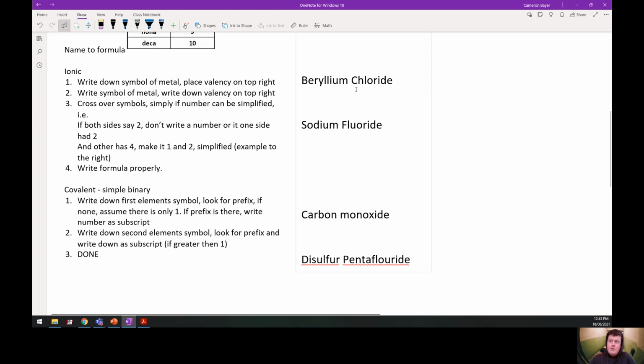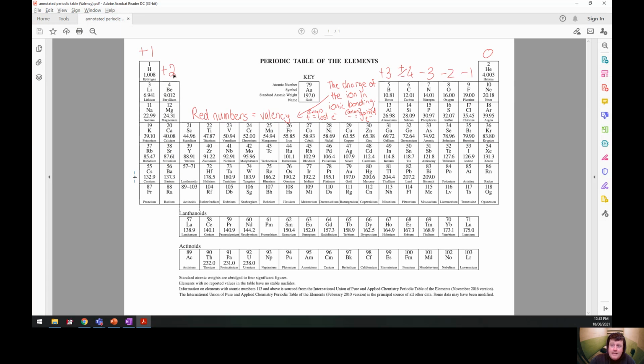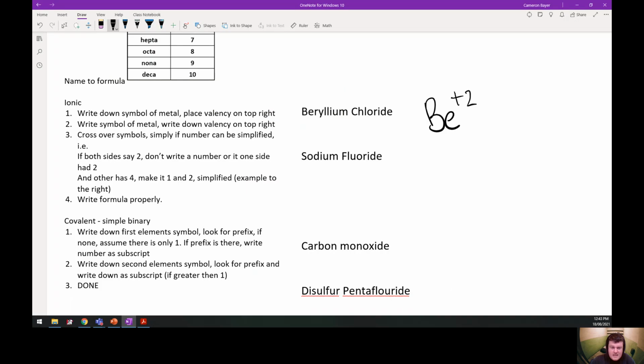But in this case here, I already know what's going on. So what I'm going to do is write down the symbol of the metal. In this case, it's beryllium, so I'm going to do Be. And when I go to my annotated periodic table, I find out that beryllium has a charge of 2+. So when it becomes a compound, it releases 2 electrons, hence why it's positively charged. So I'm going to write above it, you can either write +2 or 2+. It really doesn't matter. So I'm going to do 2+ there.